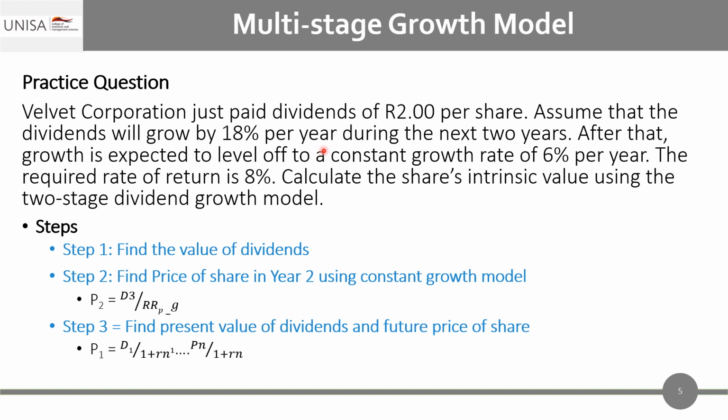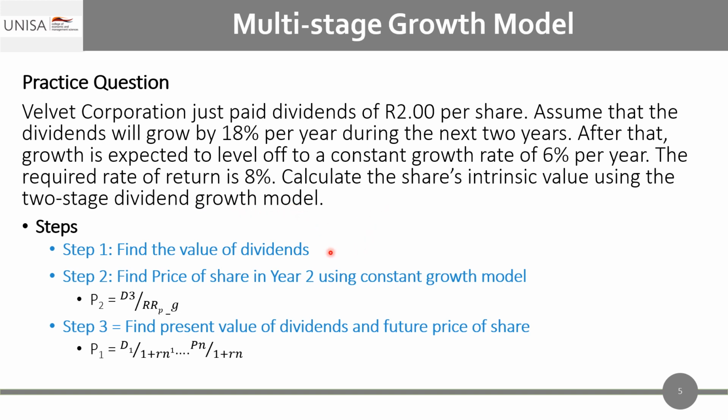This is your question, ladies and gentlemen, for your practice. So Velvet Corporation just paid a dividend of 2 Rand per share. Assume that the dividend will grow by 18% per year during the next 2 years. After that, growth is expected to level off to a constant rate of 6% per year. The required return is 8%. Calculate the share's intrinsic value using the 2-stage dividend growth model.